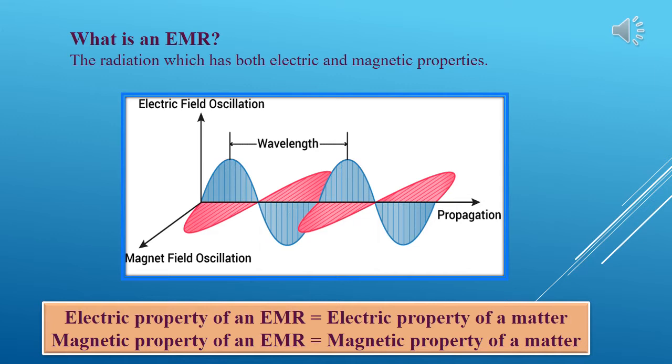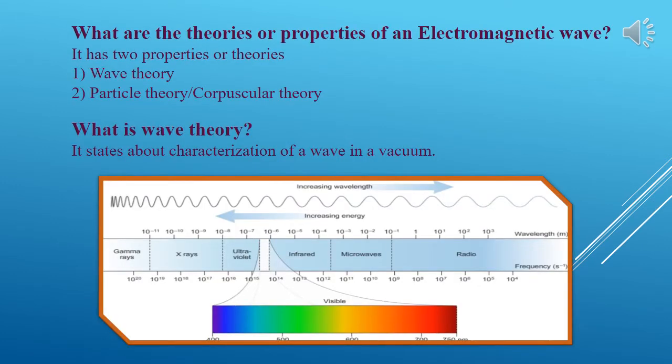Whenever electromagnetic radiation is used for analysis, then the technique is called spectroscopic analysis. So what are the key points we have got from the last two slides? What is spectroscopy? What is a matter? And what is an EMR? Next we'll move on to the theories or properties of an electromagnetic wave.